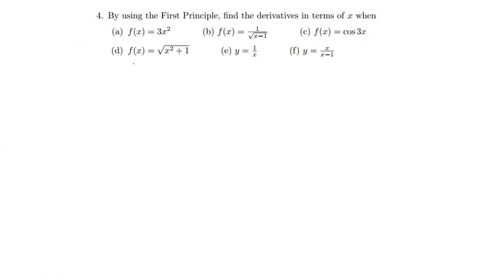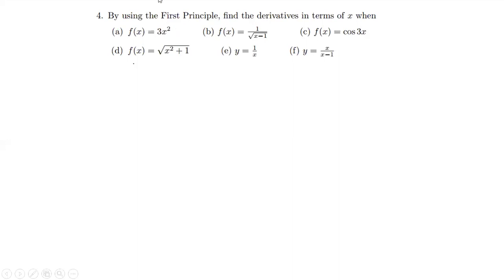Right, so we ended on question 3. Today we're going to start with question 4. Question 4 says: by using the first principle, find the derivative in terms of x when the function f of x is equal to 3x squared.